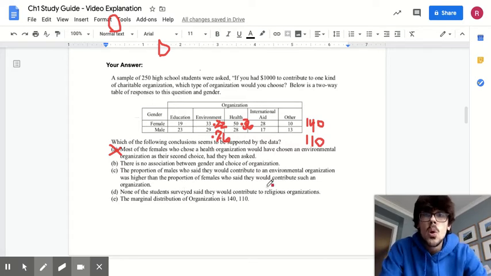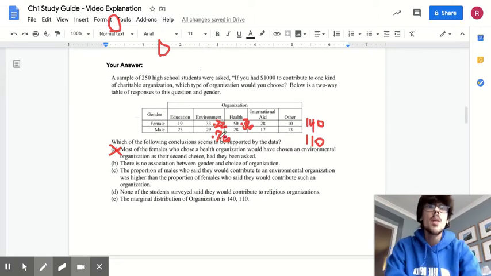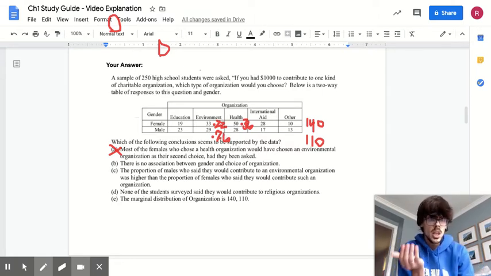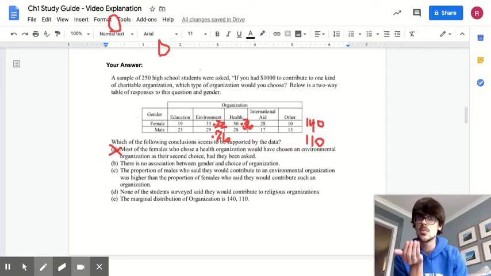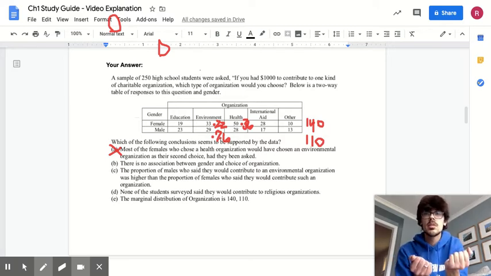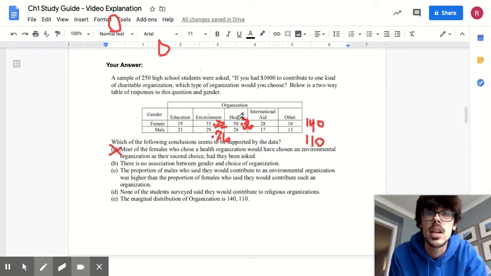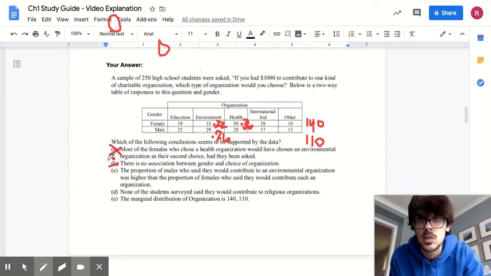B says there is no association between gender and choice of organization. If that were true, my percents for male and female in the same thing would be identical. So I'd have 22% environment here, 22% here, because no association means knowing explanatory doesn't tell you anything about response. But if I know somebody is female in this problem, I know they're actually a little less likely to care about the environment, a little more likely for health and other things that I didn't write down on here. So there is an association because your percentages do not match up.